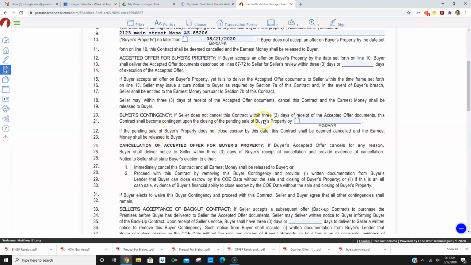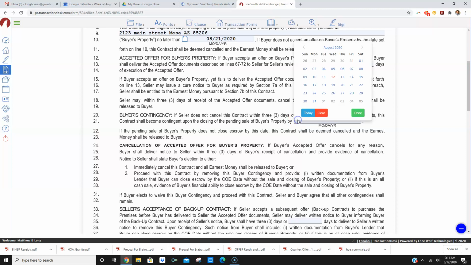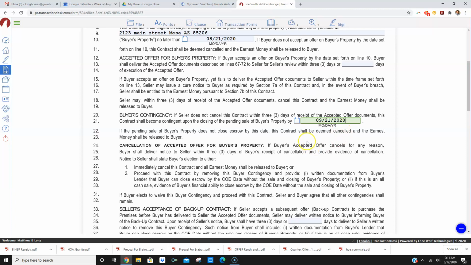If seller does not cancel this contract within 3 days of receipt, this contract shall become contingent upon the closing of the pending sale of buyer's property by... This is really hard to fill out, right? Because we don't know when it's going to go under contract. We don't know how long the buyer is going to need. But when I write this, I do it 30 days from whatever date I've put up here. So I would do September 21st in this case, which is a Monday, which nobody would like me if we actually had a close date on a Monday.